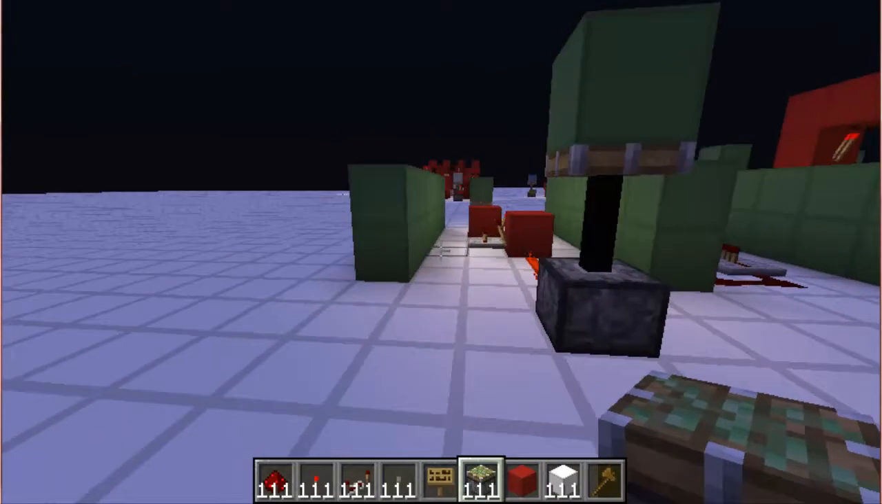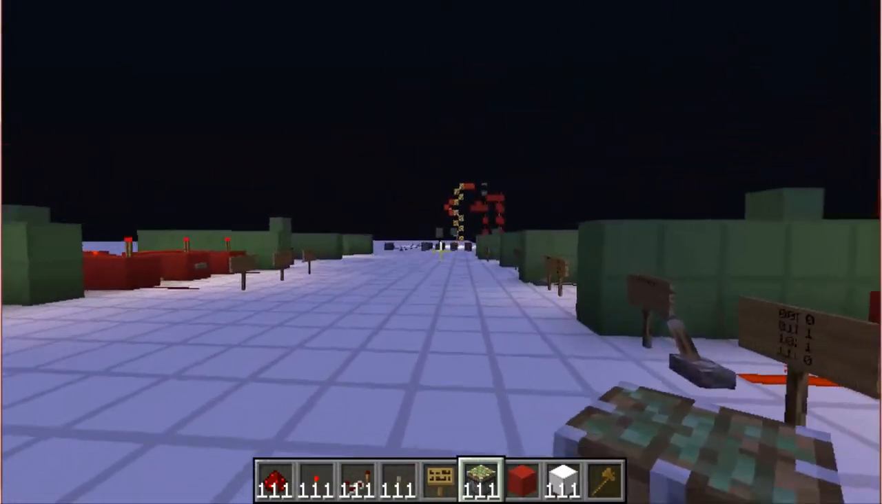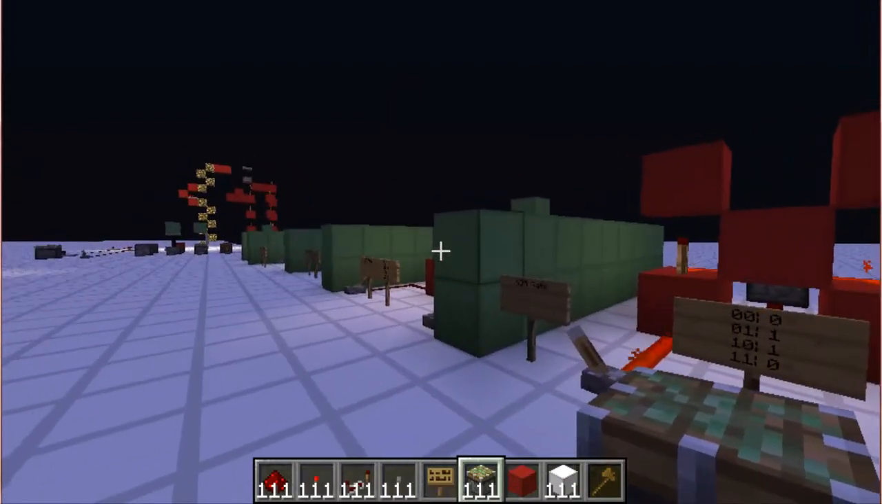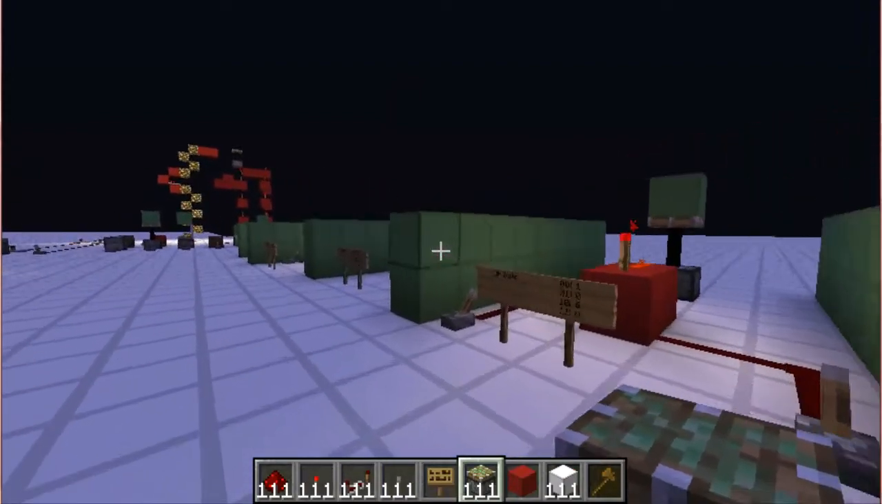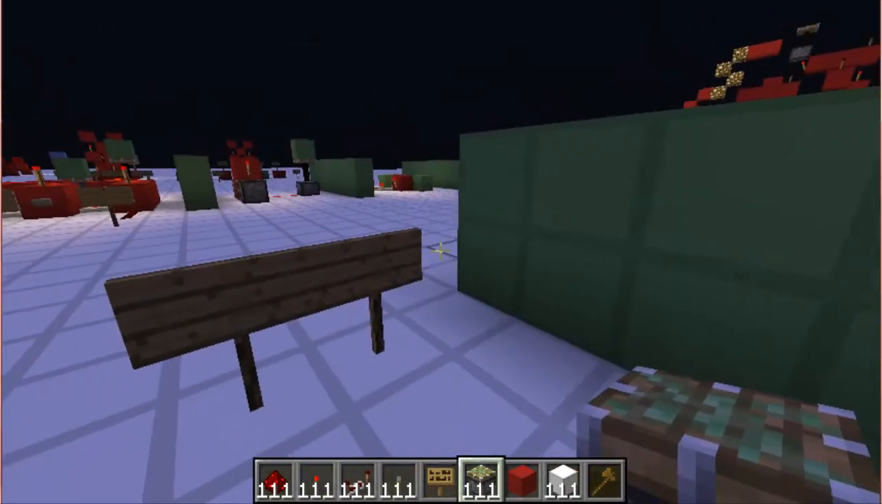So, if you've gotten this far, I congratulate you. Many people give up after they see turning on a wire and it only extending 15 blocks. So, like, forget that. That's too confusing to remember the number 15. So, if you got this far, then I congratulate you.